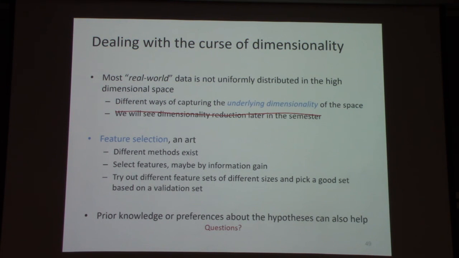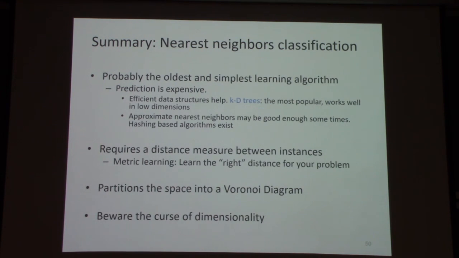If not, I can wind up and just summarize nearest neighbors. It's the oldest algorithm out there. It requires a distance metric. It partitions the space into a Voronoi diagram, but be aware of the curse of dimensionality. This was a very tiny lecture on nearest neighbors, but it's a somewhat easy concept if you don't think too hard about it. You can make it rather complicated if you start thinking about the curse of dimensionality.